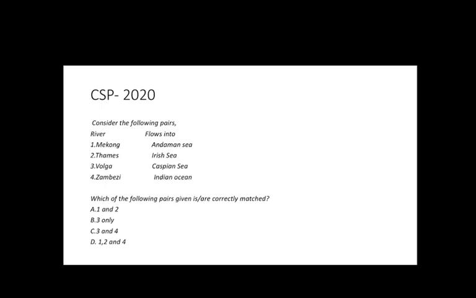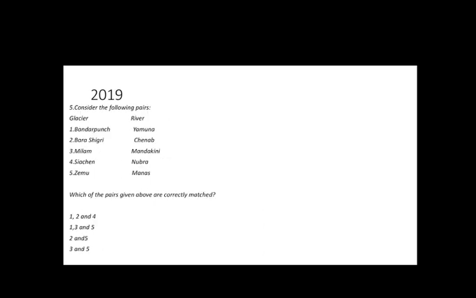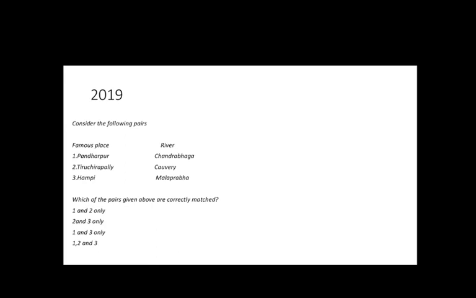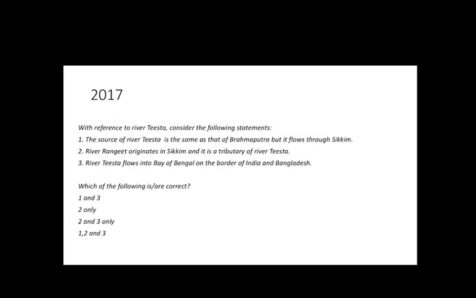In 2020 there was a question. On one side they gave rivers and on the other side we had to identify where the river flows into. In 2019 there was a question. On one side they gave glaciers and we had to identify from which glacier the river is originating. In 2019 again there was a question. On one side they gave places of cultural significance and on the other side we had to identify the places associated with them. And in 2017 there was a very detailed question on river Tista.